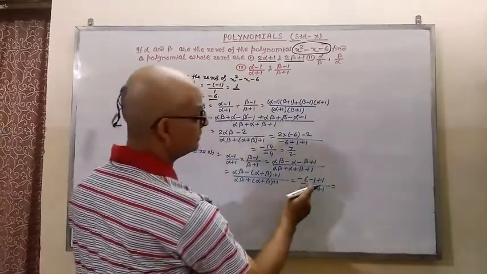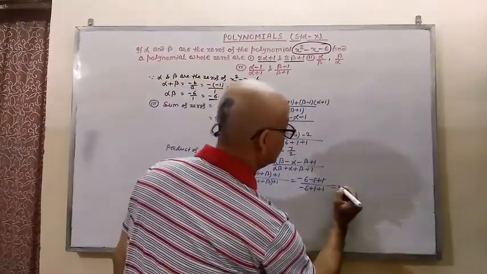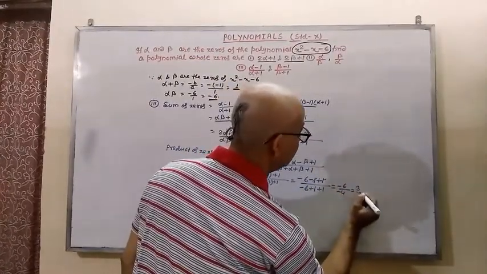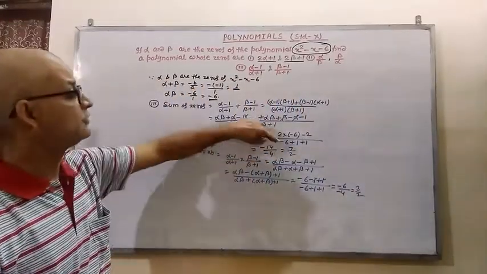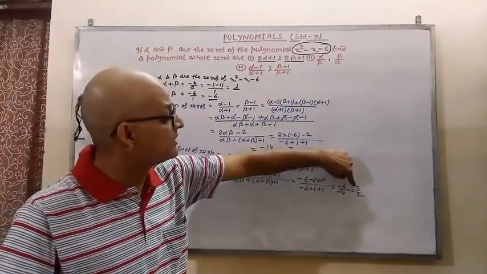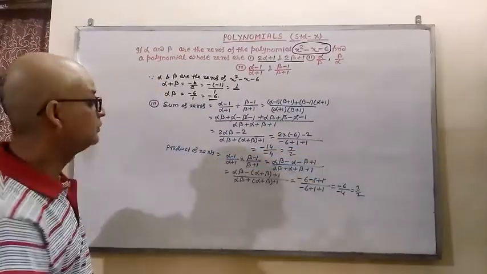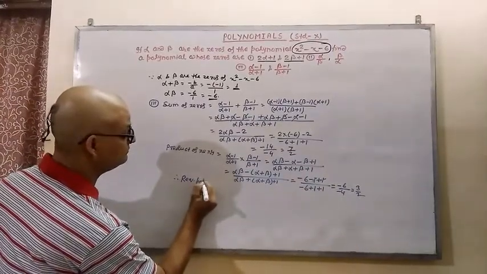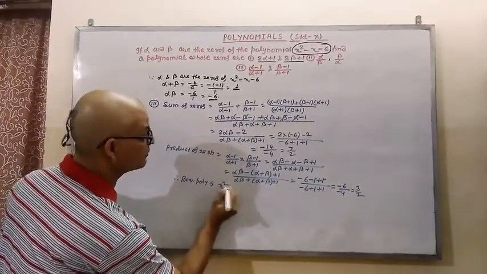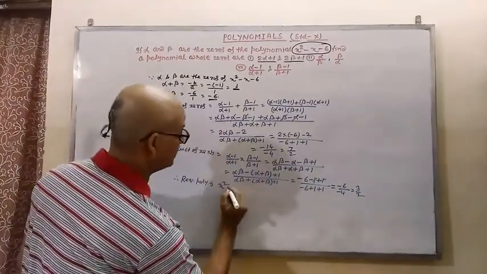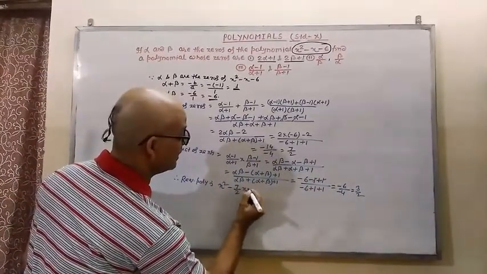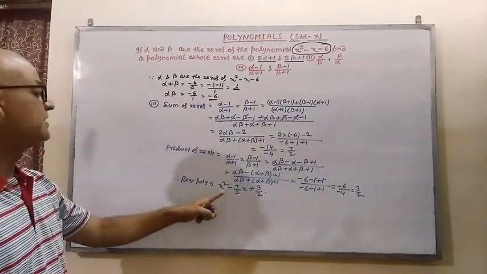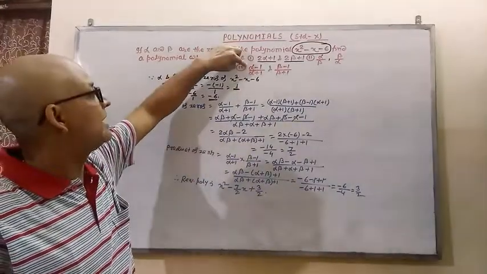Now alpha beta is minus 6 and alpha plus beta is 1, so minus 6 minus 1 plus 1, whole divided by minus 6 plus 1 plus 1. This is equal to minus 6 by minus 4, that is 3 by 2. So the sum of zeros is 7 by 2 and the product of zeros of the required polynomial is 3 by 2. Therefore the required polynomial is x square minus (sum of zeros) x plus product of zeros, that is x square minus 7 by 2 x plus 3 by 2. This is the required polynomial if the zeros are these.